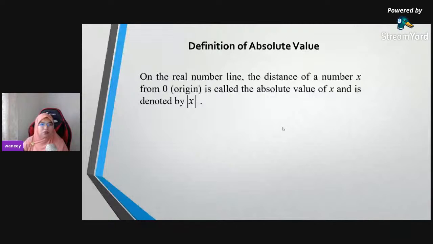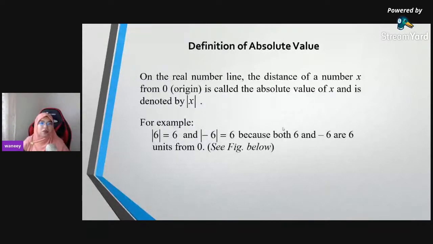Definition of absolute value. On the real number line, the distance of a number x from the origin is called the absolute value of x and is denoted by those bars, or normally we call it modulus, so modulus of x. For example, the modulus of 6 is equal to 6 and the modulus of negative 6 is equal to 6. This is because both 6 and negative 6 are 6 units from 0.